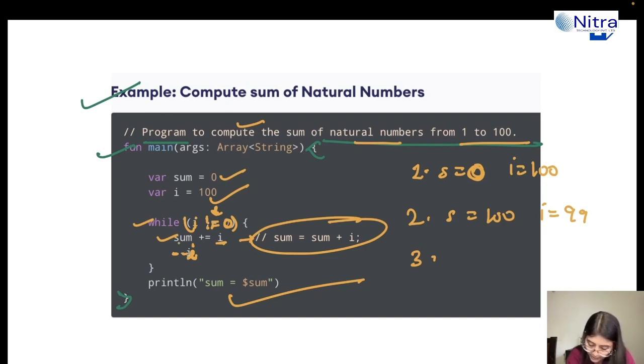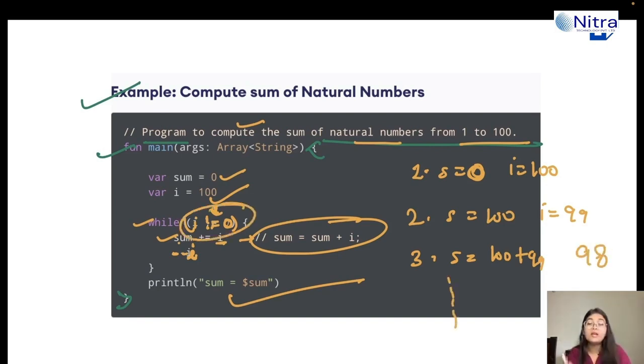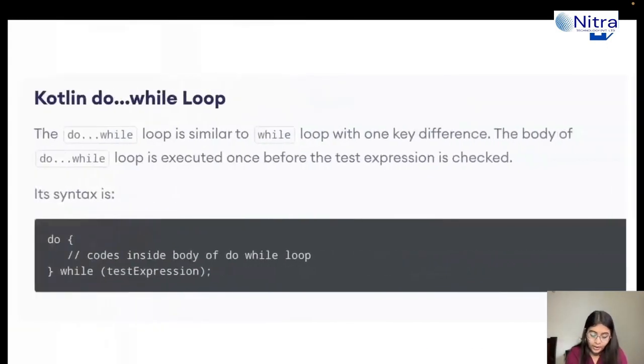So I'll do sum is equal to sum plus i. Sum right now is 100 and i is 99, so it will do this summation, and then minus minus i, that is 98. It will keep on doing this till the value of i becomes 0. Starting from 100, it will do it till i is equal to 1. So we will get the sum of the first 100 natural numbers from 1 to 100. Perfect.